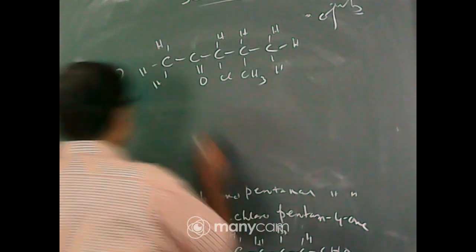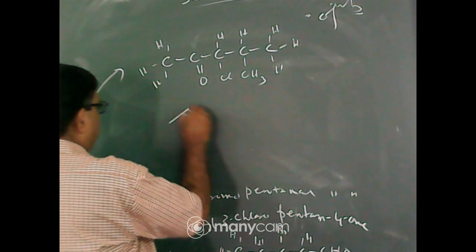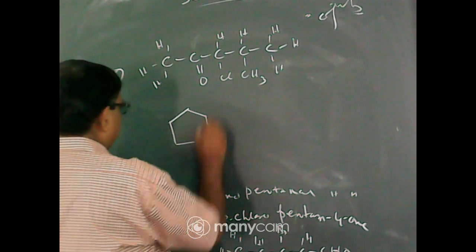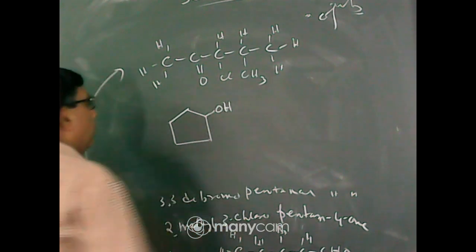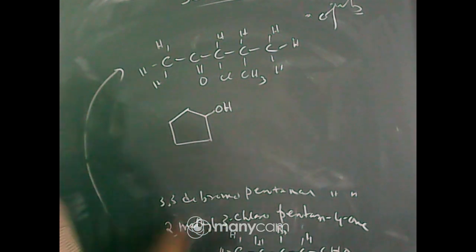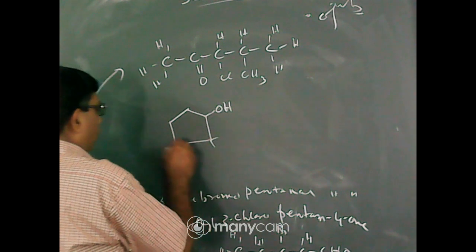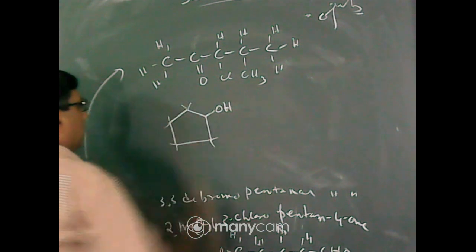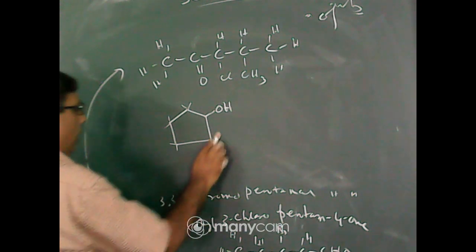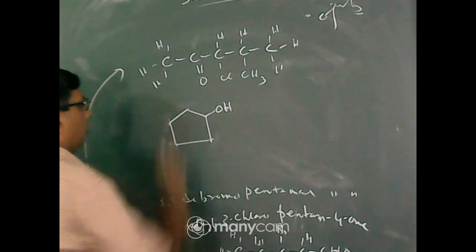Now if a cyclic compound is present, say this compound, what will be the name of this compound? Here all are 2 hydrogen present, and at the corner a carbon atom is present. There is no need to write this. What is the name of this compound?